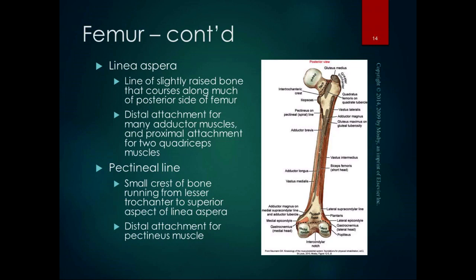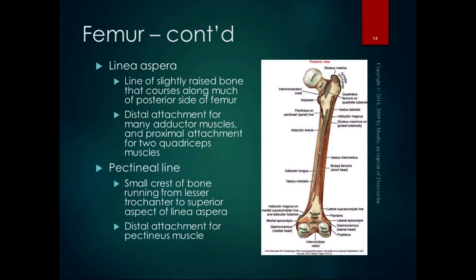So the pectineal line is a small crest of bone. The linea aspera is a big crest. The pectineal line is a small crest running from the lesser trochanter to the superior aspect of the linea aspera. And it almost sort of makes a Y with the top of the linea aspera. When you look at the femur bone models, you'll see that.